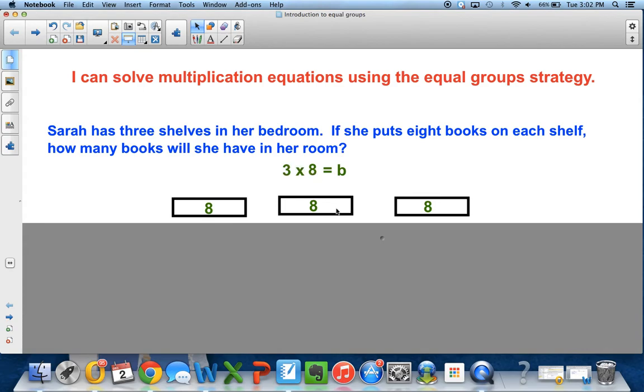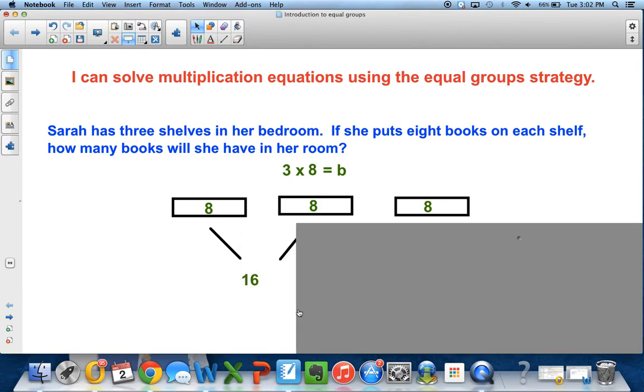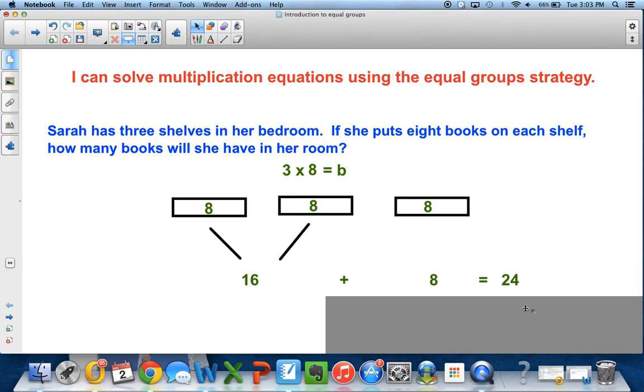So now what we're going to do is we're going to skip count. Well, I know 8 plus 8 is 16. So when I put those two together, either in my mind or drawing it on my paper, I get 16. Well, then I have 16 plus 8 more, and when I count up, I get 24. So we want to make sure that we make 3 groups of 8 because we have 3 shelves.